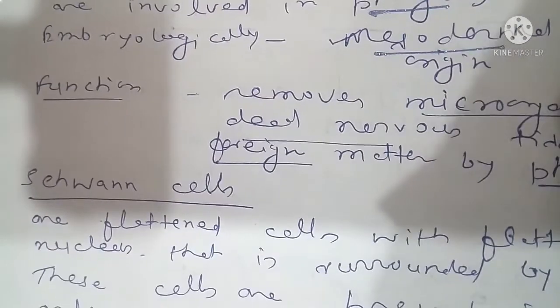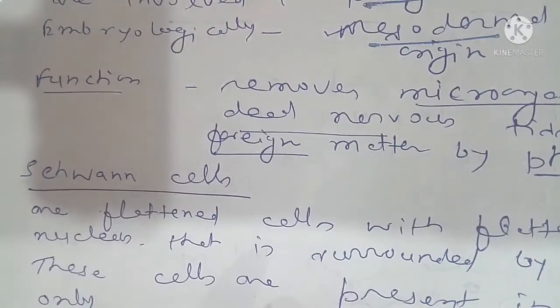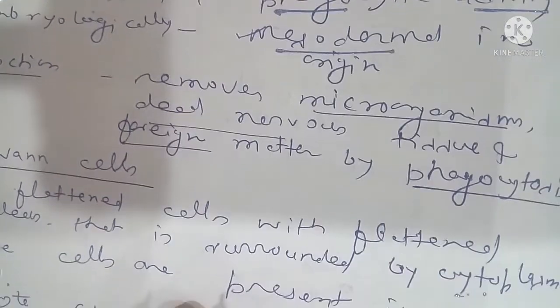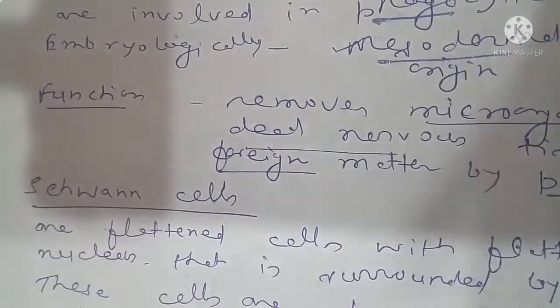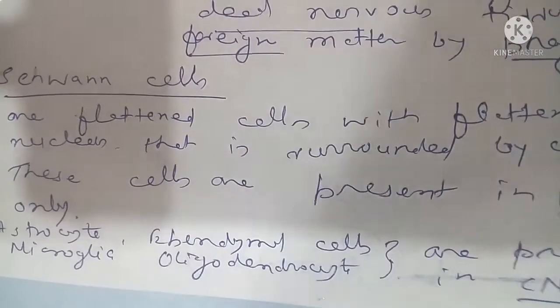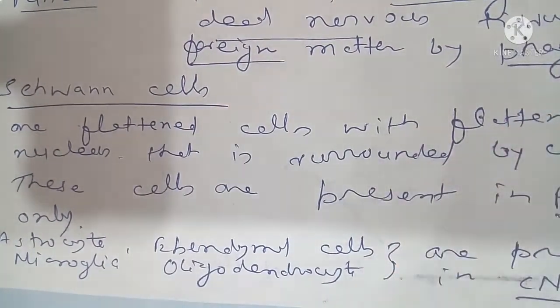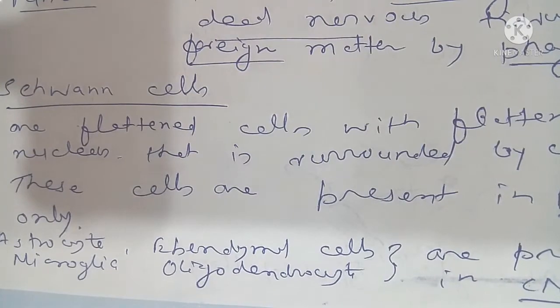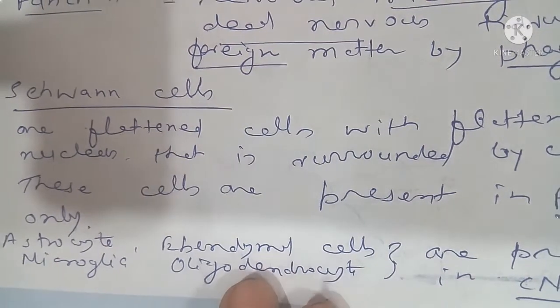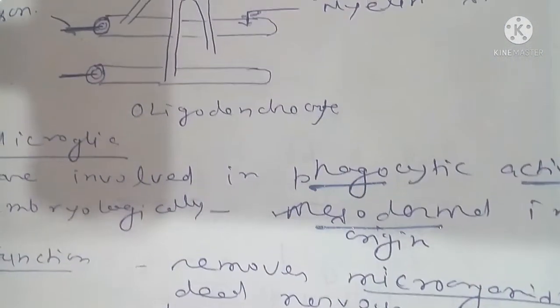Next are the Schwann cells. What are Schwann cells? They are flattened cells with a flat nucleus surrounded by cytoplasm, and these cells are present only in the peripheral nervous system. The astrocytes, the ependymal cells, the microglia cells and the oligodendrocytes are present in the central nervous system, and the Schwann cells and satellite cells are present in the peripheral nervous system.